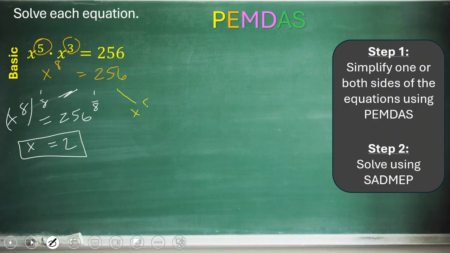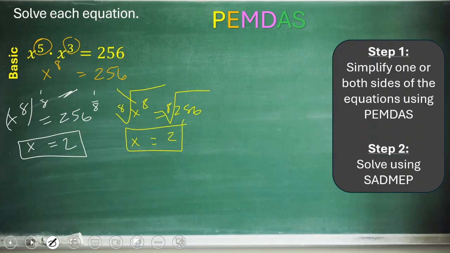Or I could take the 8th root of both sides, and that looks like this. Now, keep in mind, these are equivalent ways of solving. When I do that, the 8th root of x to the 8th is x, or x to the 1, and the 8th root of 256 is 2.